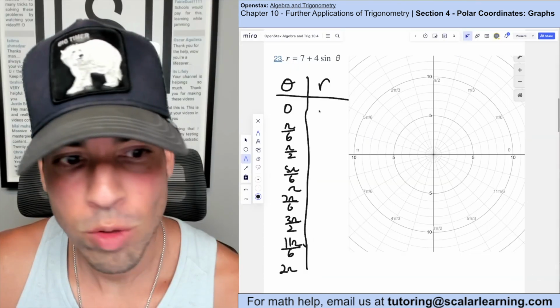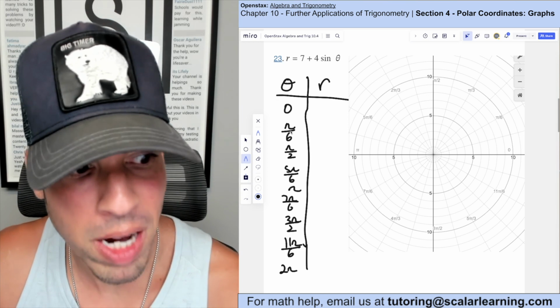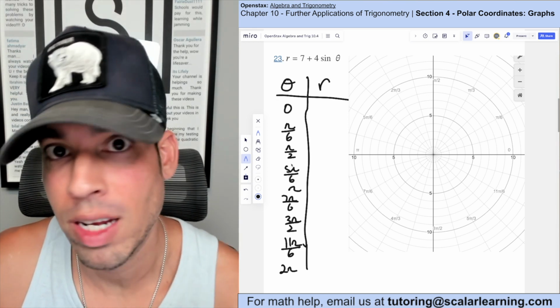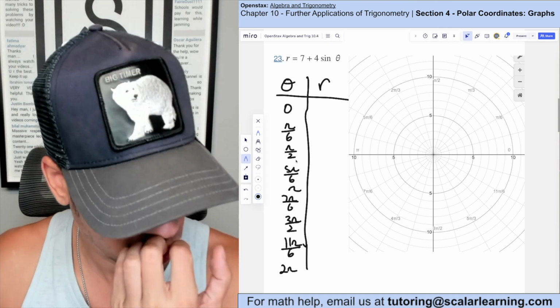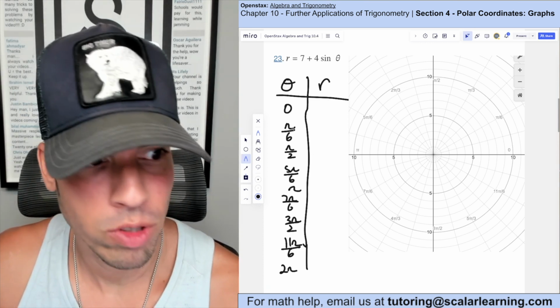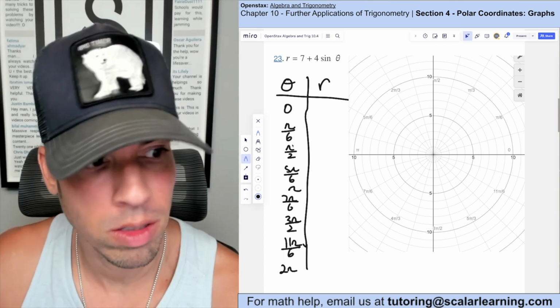Done. So for this one, I got the following values. And the reason why I'm choosing pi/6, 5 pi/6 in particular, not every value on the unit circle, is because these are easy to calculate for sine because I can evaluate them mentally. So let me show you.